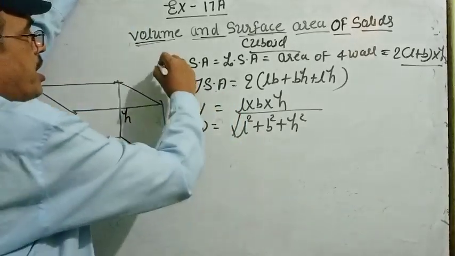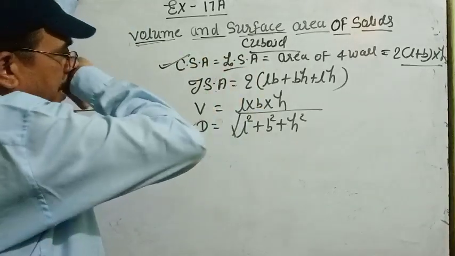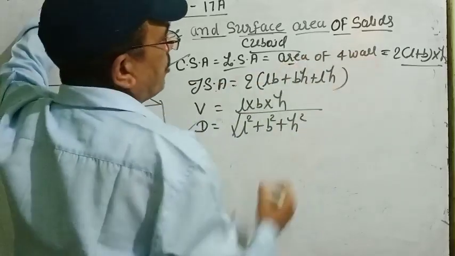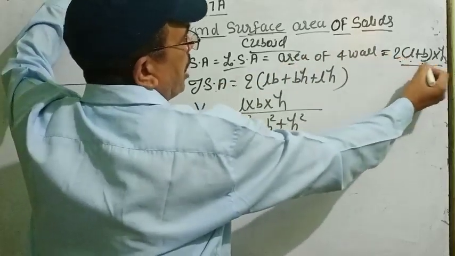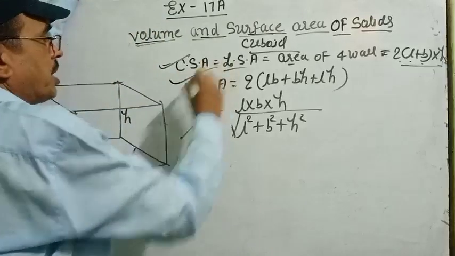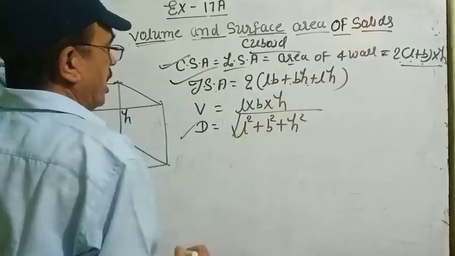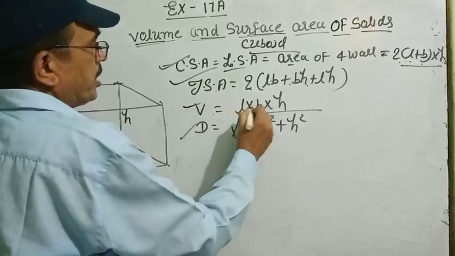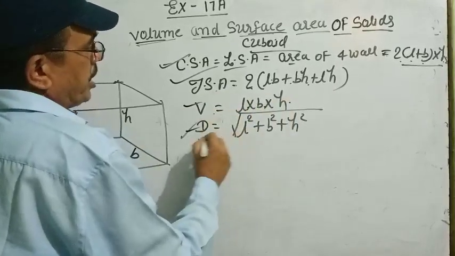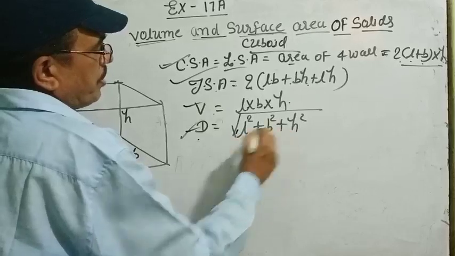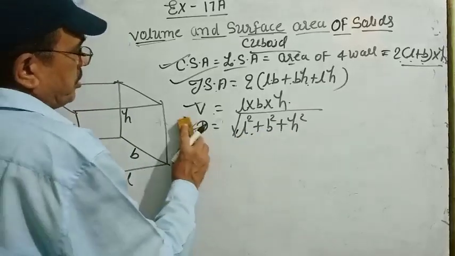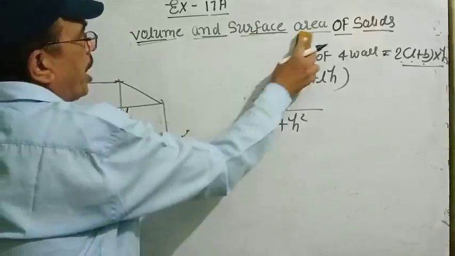So CSA, the lateral surface area, is equal to the area of four walls, which is 2 into (l plus b) into h. Total surface area is 2 into (lb plus bh plus lh). And last, volume is length into breadth into height, and the diagonal is equal to root of l square plus b square plus h square. This is the cuboid part.